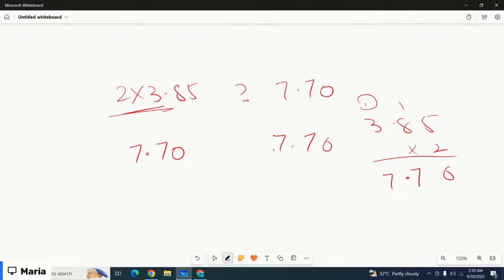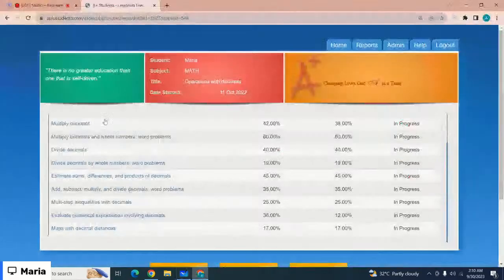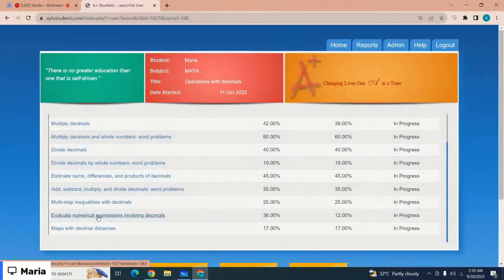The correct option is they both are exactly equal, right? Okay, we can do the practice questions for these lessons later. Let's just discuss the other lesson. The other lesson is evaluate numerical expressions involving decimals, right? Let's see how we solve numerical expressions.